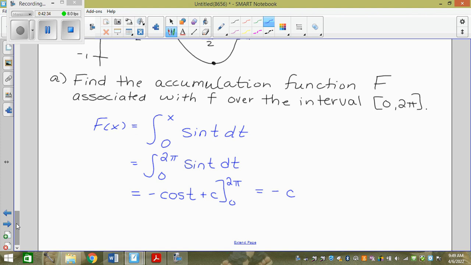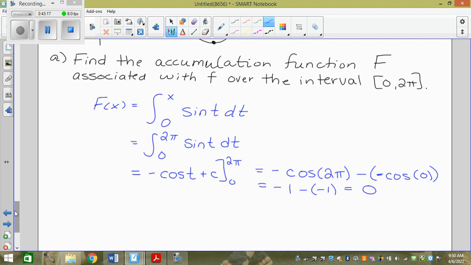You could leave it out, and if you leave it out, you can distribute it in. It doesn't matter. So, negative cos 2 pi minus negative cos of 0. What's cos at 2 pi? 1. What's cos at 0? 1. So I'm going to go minus negative 1. I questioned myself for a second there, but there's a negative. And so it's 0. Now, how else could we have done it?